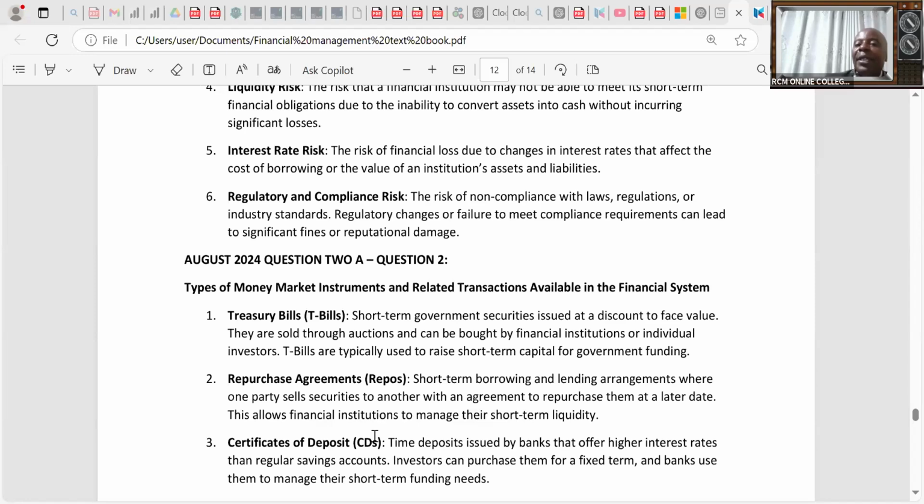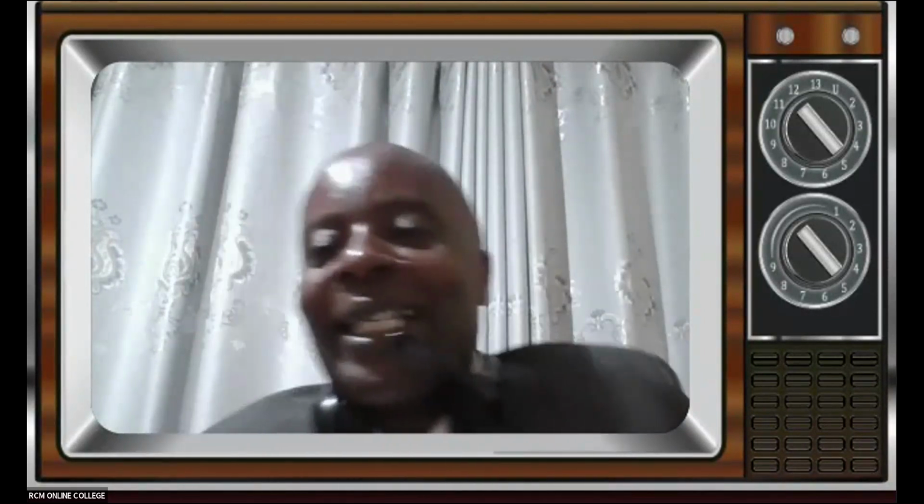Certificates of deposits. These are very, very common, and I'm so sure there must be somebody here who has a certificate of deposit with a bank. Do we have anybody who has a CD with a bank? A certificate of deposit where you go and deposit some like 1 million with them, and then they give you a certificate?